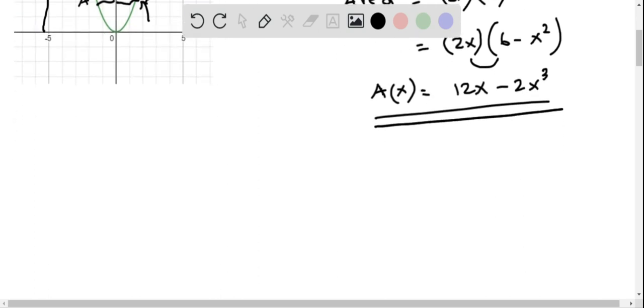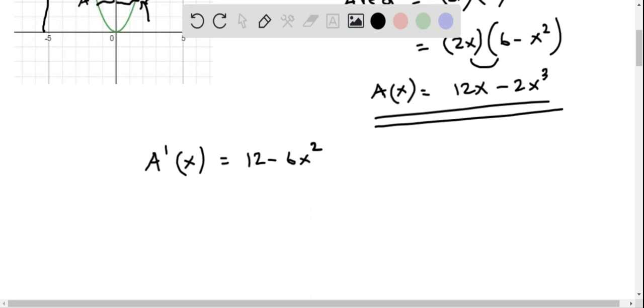So for that, let's find the first derivative of the area function. We find A prime of x, the first derivative of A of x. So this equals the derivative of 12x, which is 12, minus the derivative of 2x cubed, which using the power rule is 6x squared. So this is the expression for the first derivative.